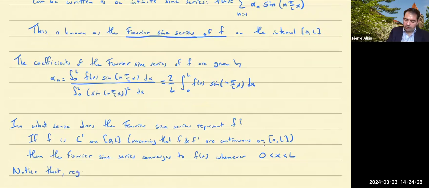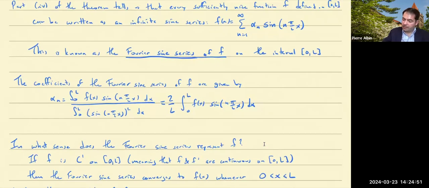Notice that regardless of f, the sine series is equal to 0 at x equal to 0 and x equal to L, right? So if you just plug in x equal to 0, then all of these terms are 0. So this sum just adds up to 0 and doesn't care what f you were looking at, right?